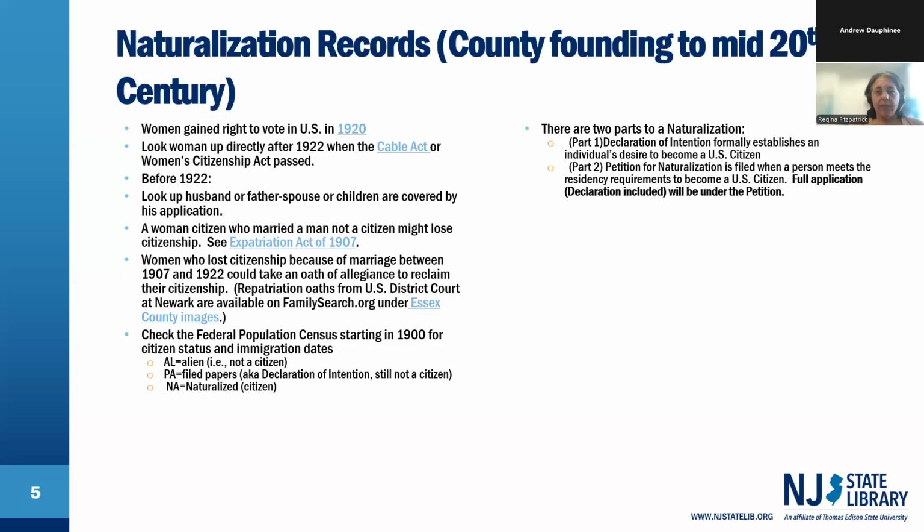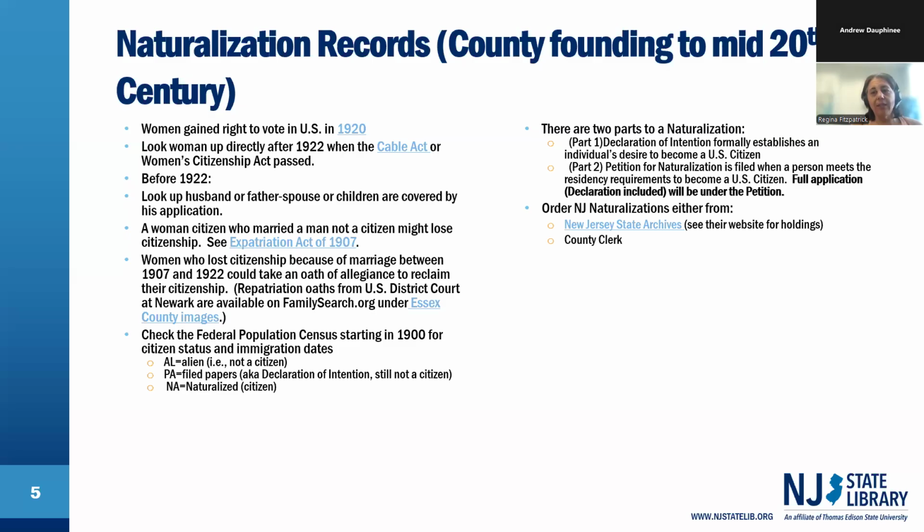So there are two parts to a naturalization. And remember, these are County Court of Common Pleas records. This was a system that was set up by law. Part one is the declaration of intention, which formally establishes that an individual wants to become a United States citizen. The second part is the petition for naturalization, and that is filed once a person meets a particular residency requirement. They live in the United States for a certain amount of time. They can then file their petition after they have filed their declaration. Always make sure that when you are looking at these records, you look up the petition first, because that will contain the full application for citizenship, including the declaration.